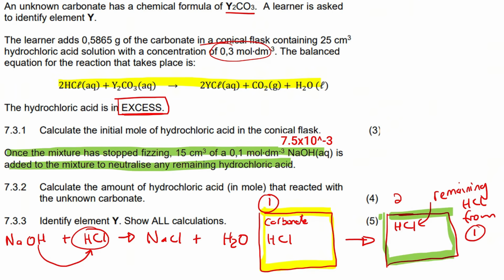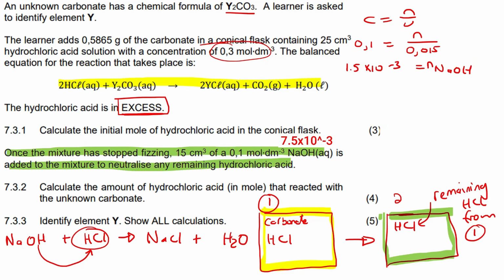Okay, so we're going to work out the moles of NaOH by using this formula. And we know the concentration is 0.1. The moles we don't know. And then the volume is going to be 0.015. Remember to always convert this to decimeters by dividing by 1,000. If you had to work this out, you should get 1.5 times 10 to the negative 3. And that is the moles of sodium hydroxide in this reaction.